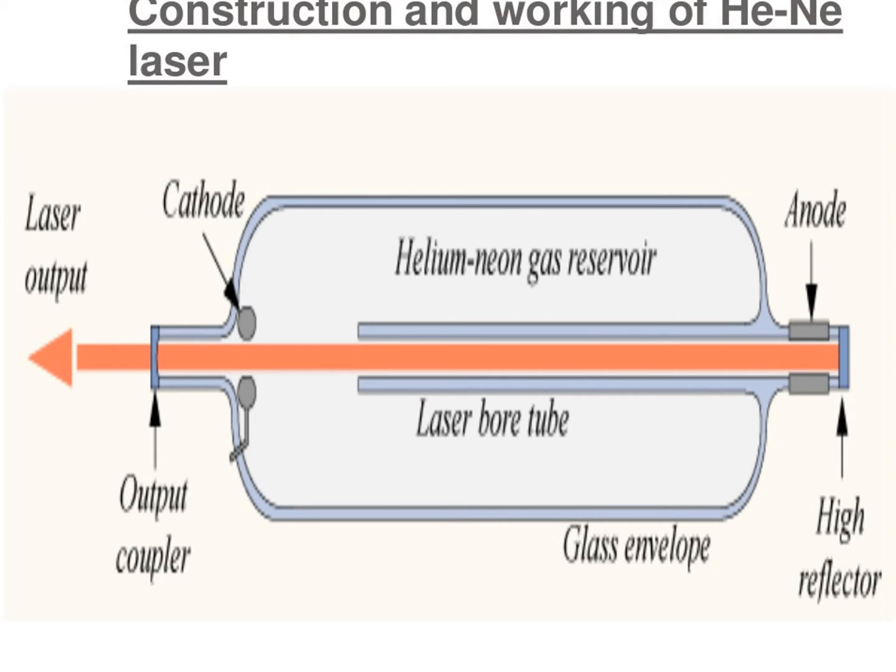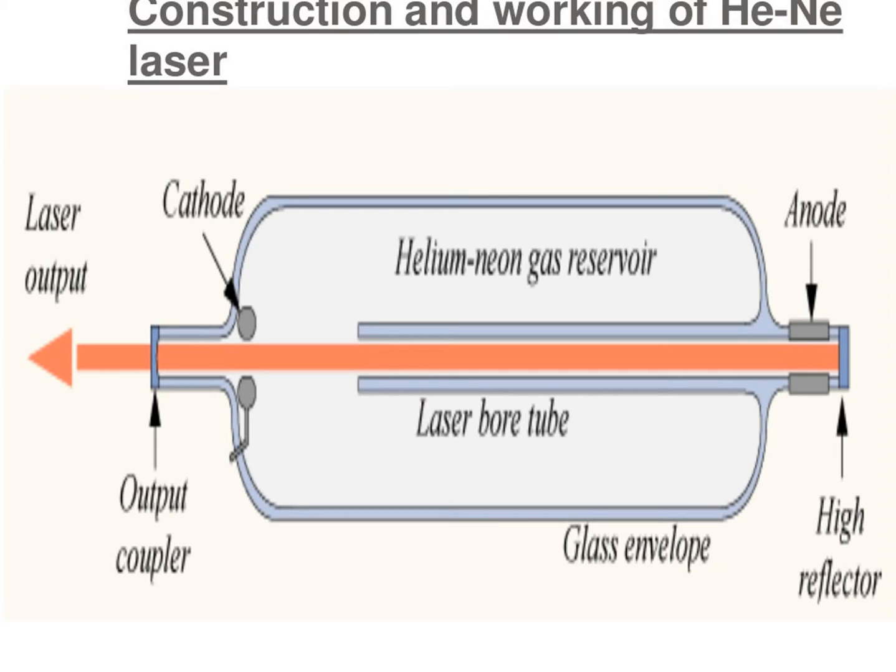In gas lasers, a combination of two gases is used, and the combination is selected in such a way that the energy values of the highest energy levels of both the gases are the same. The important gas combinations are helium neon and nitrogen carbon dioxide. Now let us look at the helium neon gas laser.